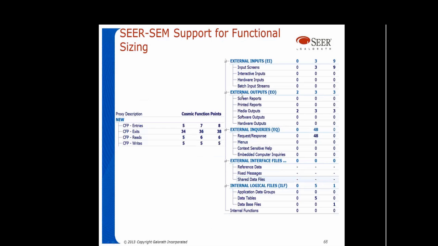So these are common examples of outputs, and we let the user enter these at this lower level, and then they're summed into outputs, inputs, etc. And then there's that internal function at the bottom. Rarely used, but when you need it, it's there. Cosmic function points are also supported. And here's an example of entries using Cosmic function points. These are parameters in CRSEM. And I've just taken snapshots to show you them.